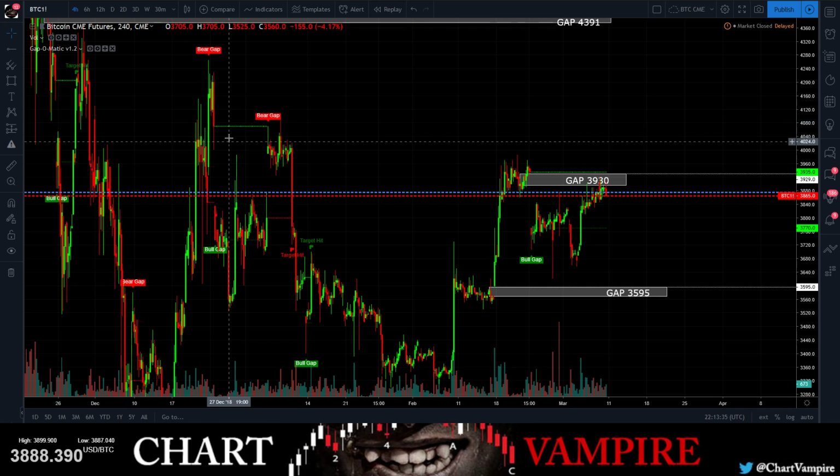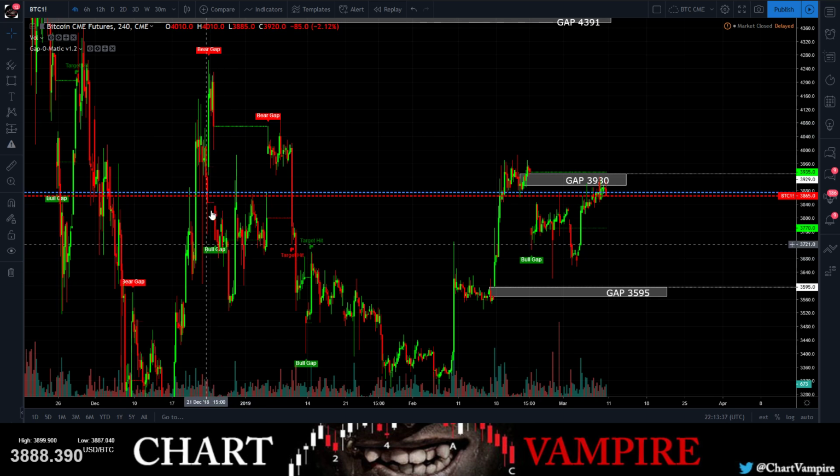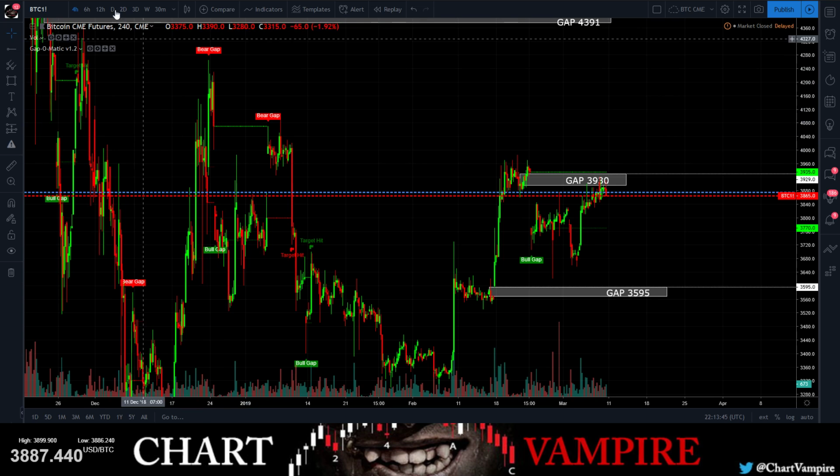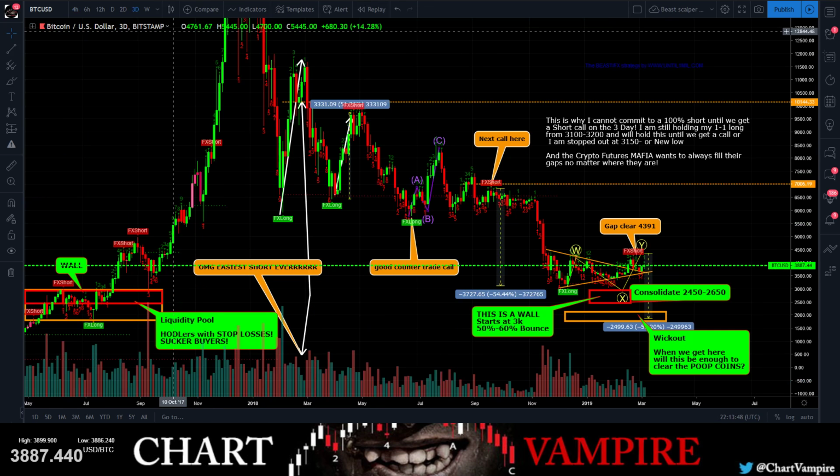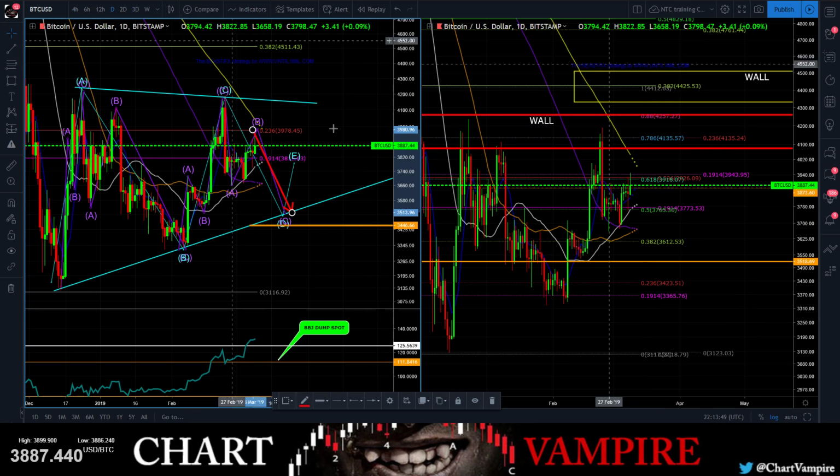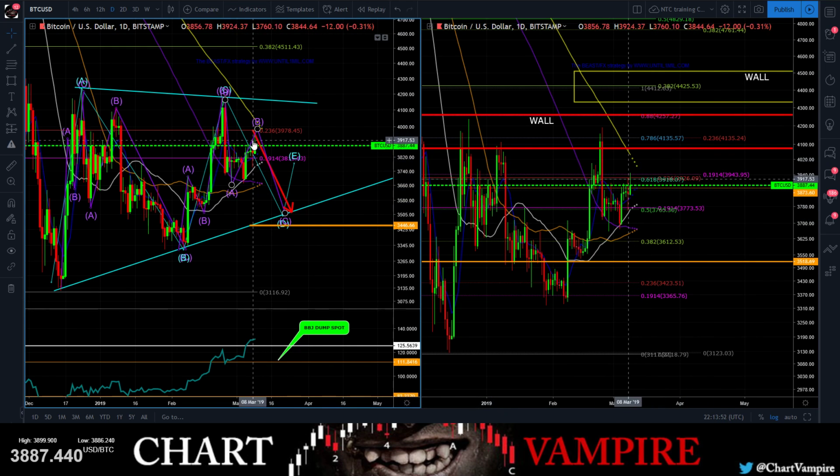Boy, that looks like that filled it right there. Sure looks filled to me. Yeah, that got filled. All right, let's move along. Wedge line.